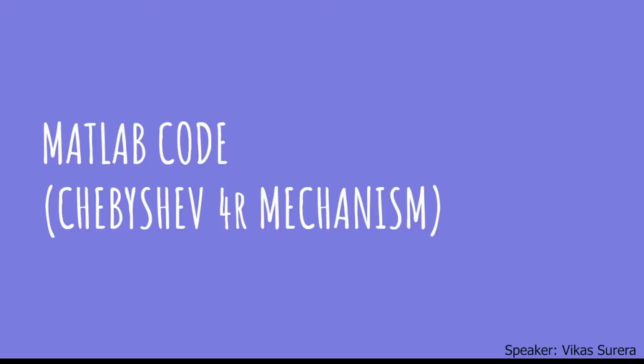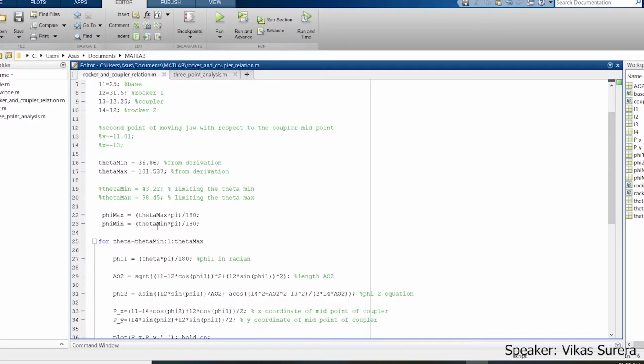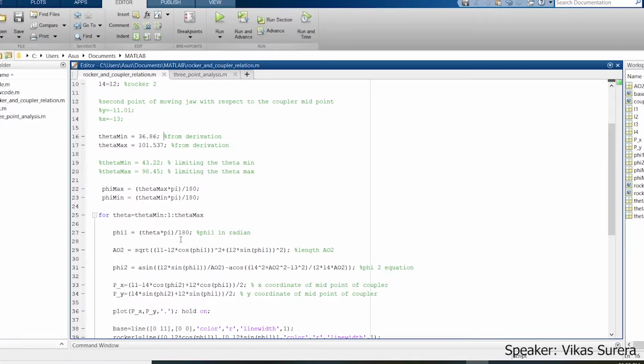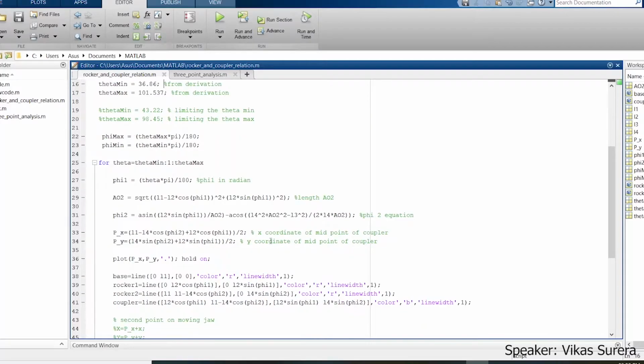Let us move to the MATLAB code. Here are the link lengths. We have defined theta min and theta max as derived from the derivation. Theta, which is the input angle, is varied from theta min to theta max, and phi1 is the theta in radians, phi2 as a function of phi1, and p1 as the midpoint of the coupler.